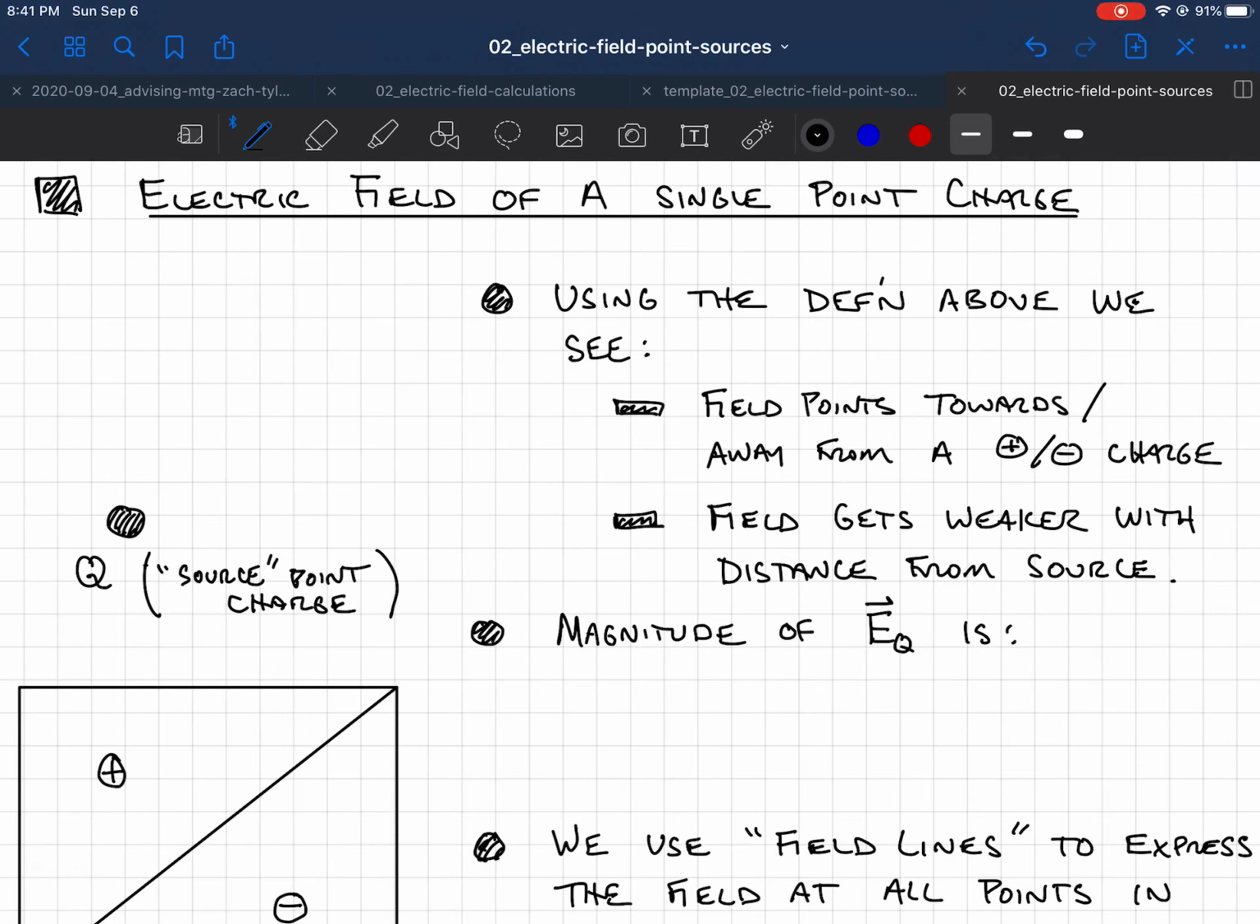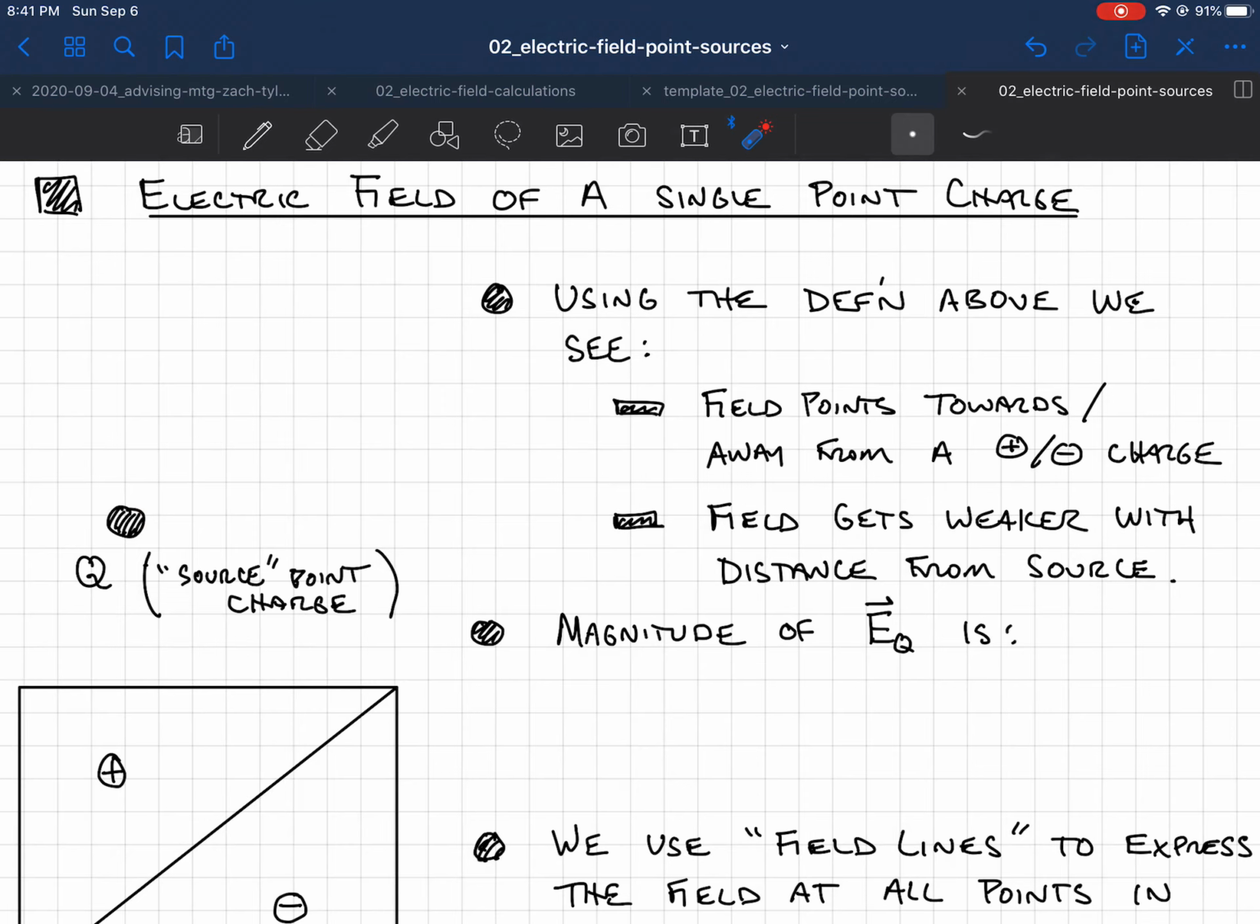We can use that definition above. I'm going to use this capital Q as my point charge. Generally, we use a capital Q or a lowercase q, either way. These are point charges, and if it's going to be a test charge, I'll say that. So this is just a point charge, but now it's an actual charge creating a source for an electric field.